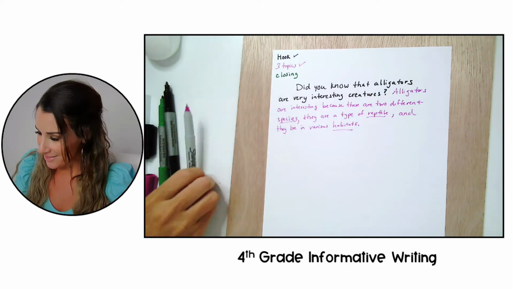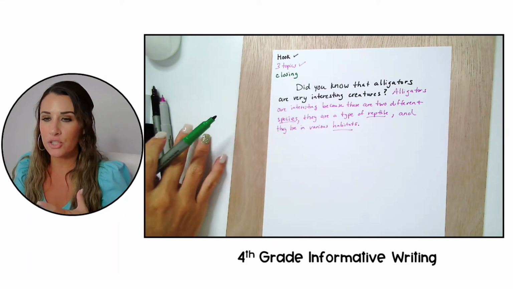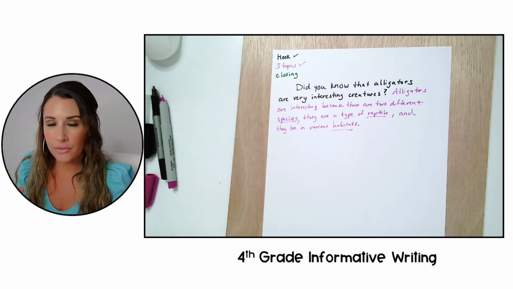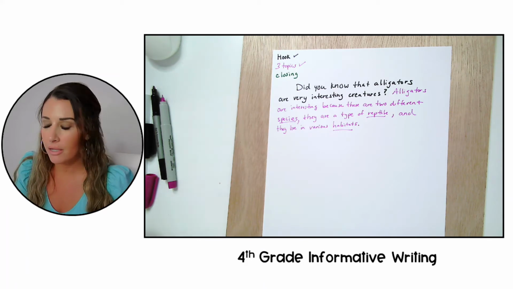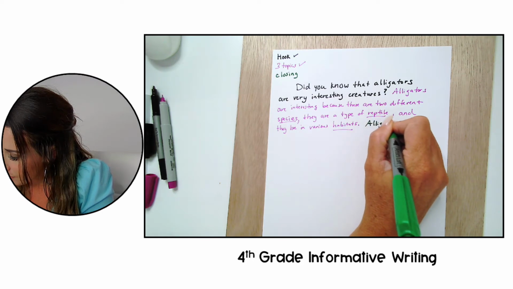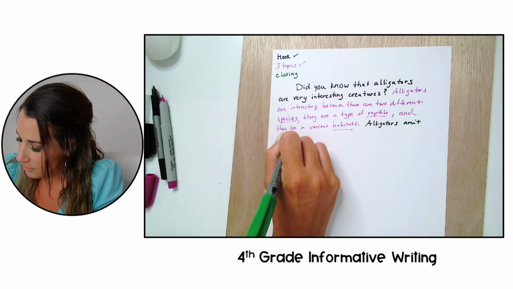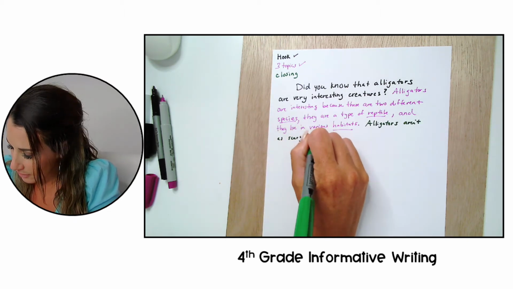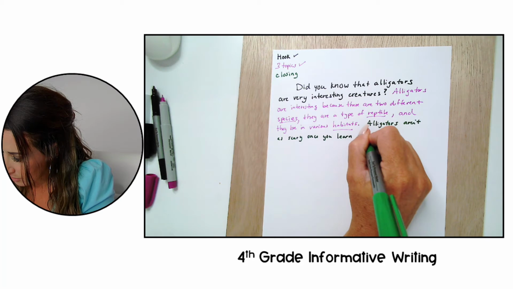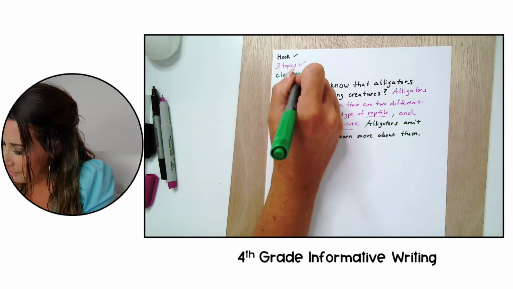Okay, and the last sentence, I'm gonna use my green marker, is the closing sentence. Okay, in the closing sentence, I like to explain this as just say something nice about your topic. Okay, it's very general. It just closes out the paragraph. It can just be a simple statement about it. But for this one, I'm going to put alligators aren't as scary once you learn more about them. And that's my closing.